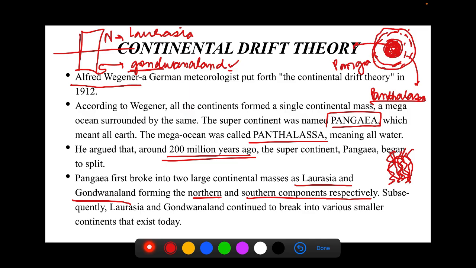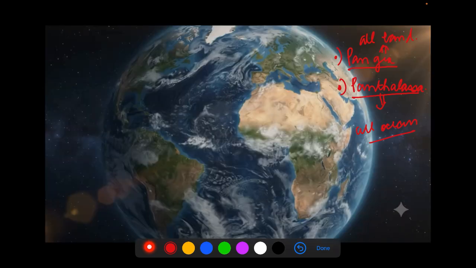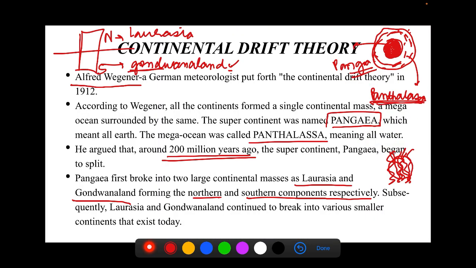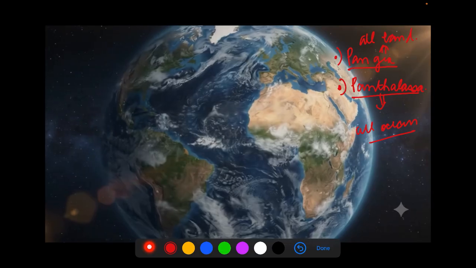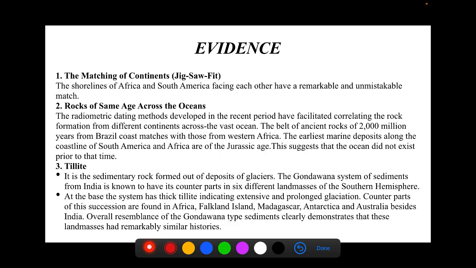So what the continental drift theory is basically suggesting is that there was one common big landmass, all the land present together, that was called Pangaea. And all of the ocean was present together, that was called Panthalassa. Now this Pangaea broke into northern and southern parts, called Laurasia and Gondwana land. Further, Laurasia and Gondwana land broke and formed the present continents. Alright, so I think that is clear.